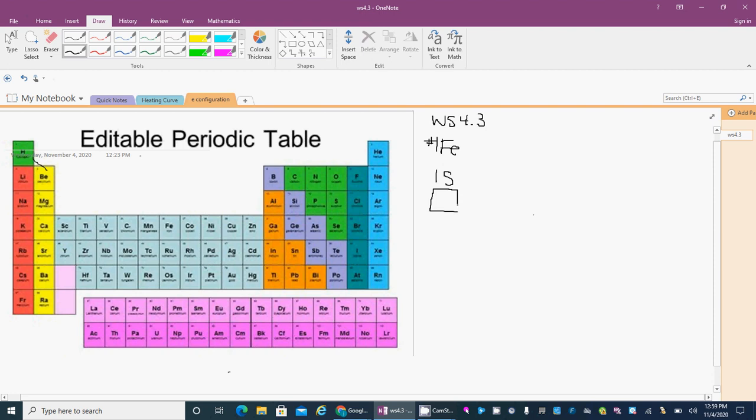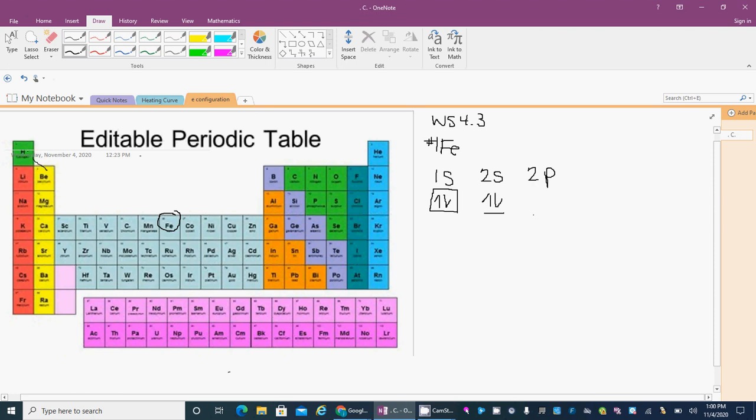it's called boxes and arrows because we're showing the orbitals. So instead of writing the little 2 up here, we actually show there's 2 electrons in this orbital. So for iron, we have to get all the way down to the 4th energy level. So we would write our 1s, and then we would do our 2s. I'm just going to do lines instead of boxes because it's just a little bit quicker.